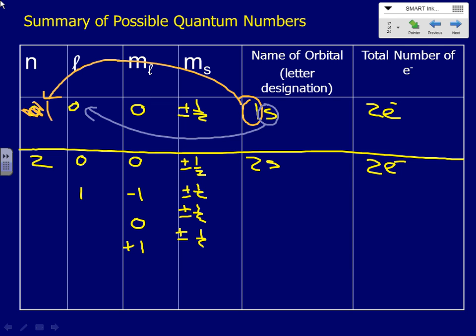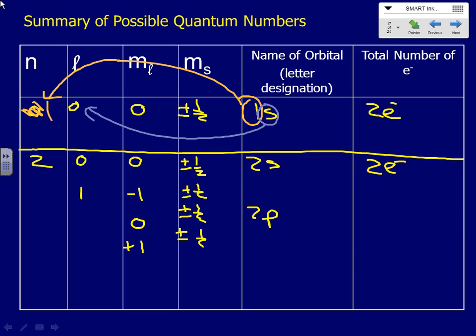What is the letter designation for these 3 guys? Again, the energy level and the type of orbital. These are 2p orbitals. 2, and because it's a 1, it's p. Notice, there is no such thing as a 1p orbital. You can't just throw any quantum numbers out there. They have to be valid quantum numbers. So a 1p orbital doesn't exist.